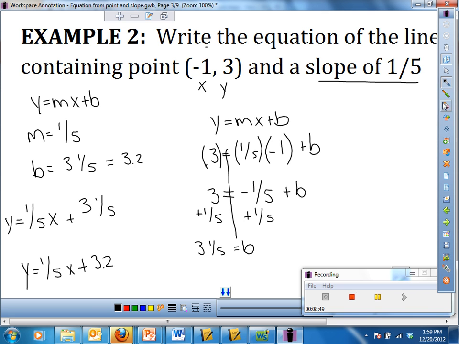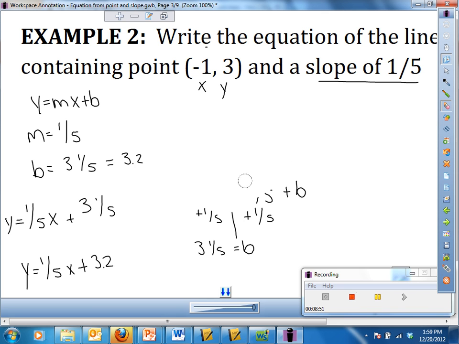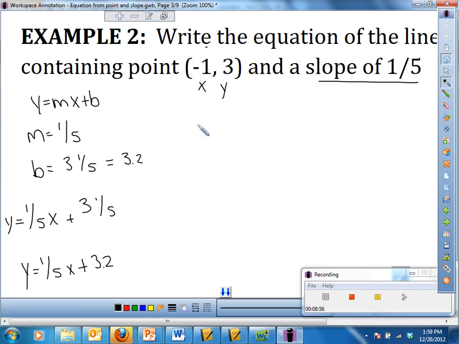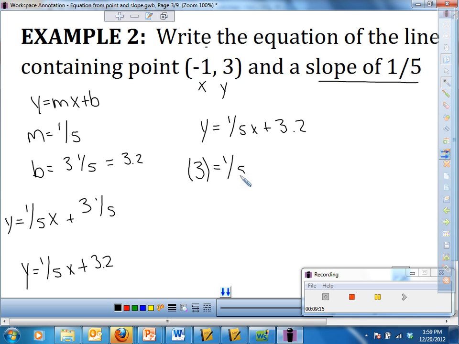Now remember, any good mathematician should check their work. So I'm going to go ahead and erase this work. I'm going to write out my equation. Y equals 1/5 x plus 3.2. My y value is 3, so I'm going to substitute in a 3. I had 1/5 as a slope. My x value was negative 1, plus 3.2.